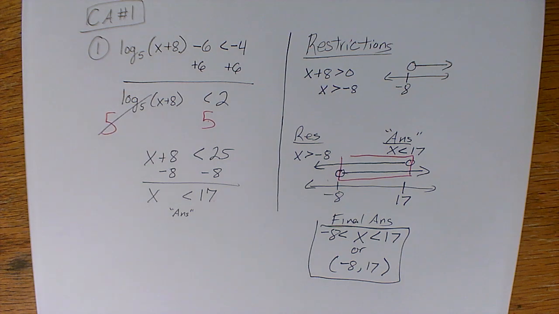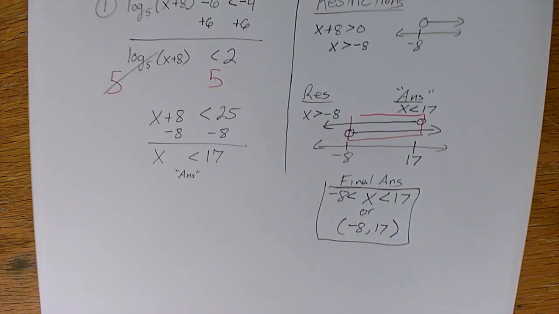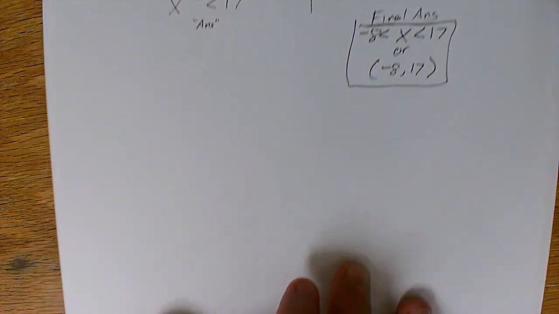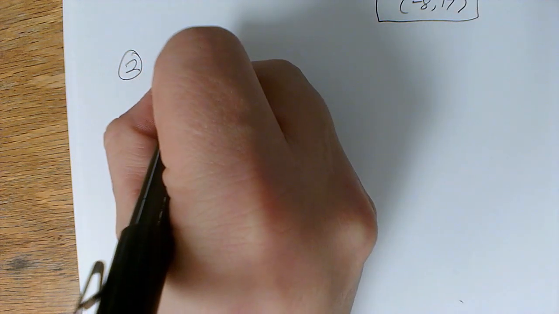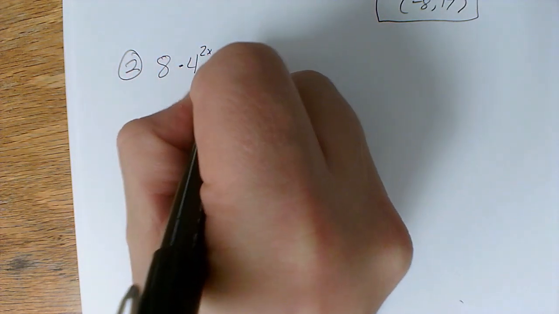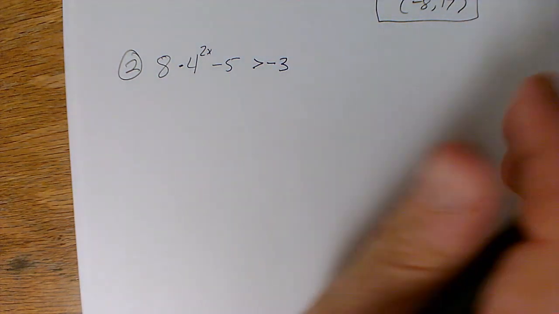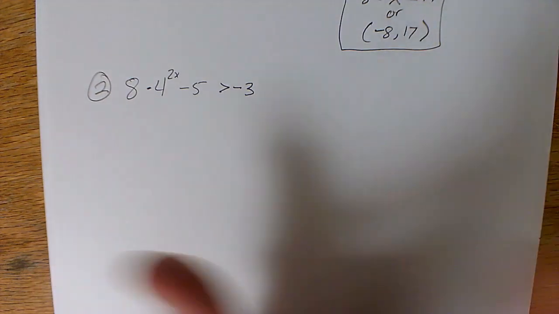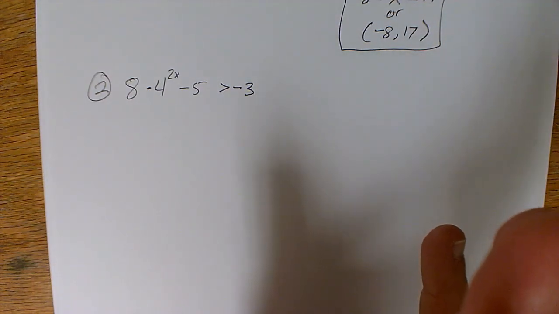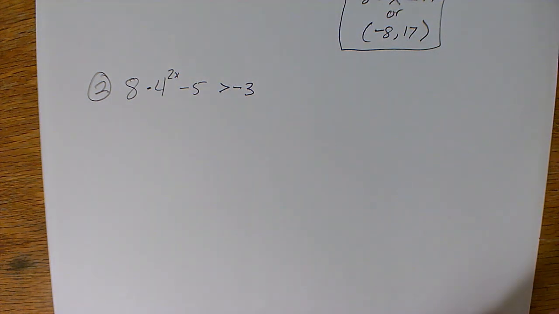Anyway, we're going to move on to the next question on the CA. We'll just go ahead and look at all of them. So moving on to question 2, where this is 8 times 4 to the 2x power minus 5 is greater than negative 3. So here's the nice thing about this problem. It starts out as an exponential. We don't worry about restrictions. We just have to solve the problem.